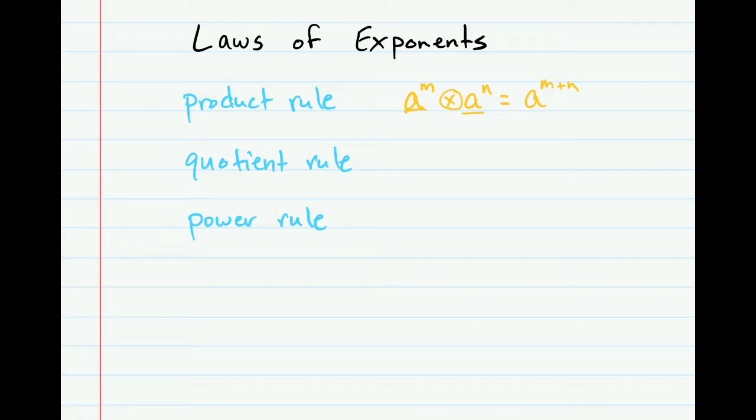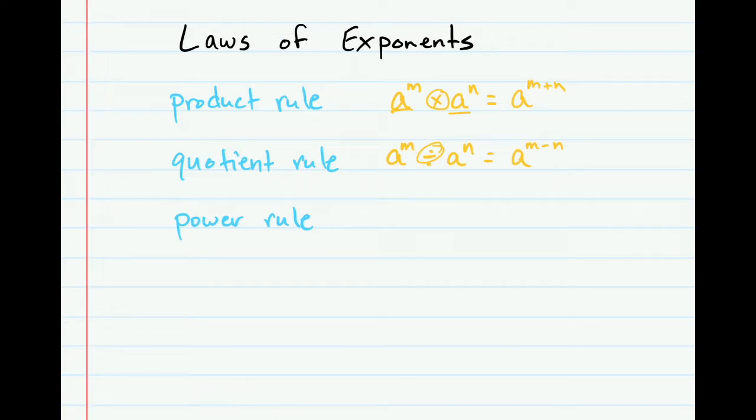The quotient rule is quite similar. It says a to the power of m divided by a to the power of n is equal to a raised to the power of m minus n. And here you can see that if we have the same base and we divide, then we would just be subtracting our exponents. And the last rule we'll look at is the power rule. This says that a to the power of m, if all of that is raised to the power of n, that is equal to a raised to the power of m times n.